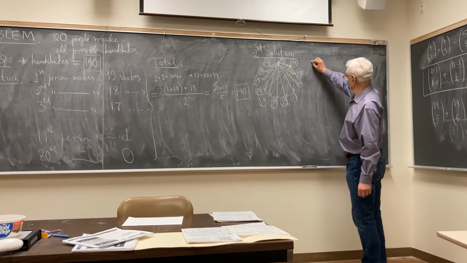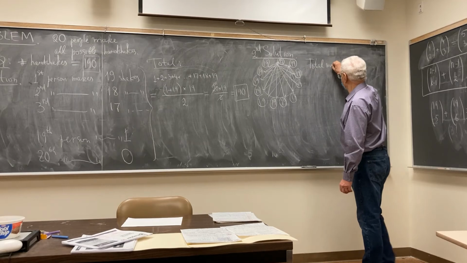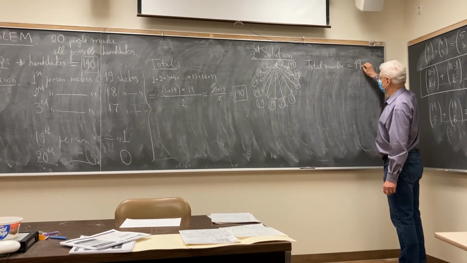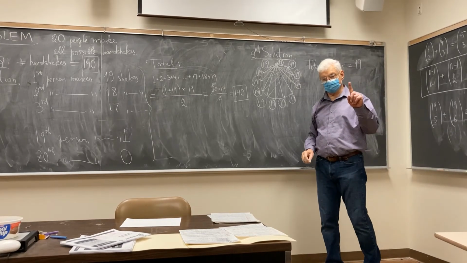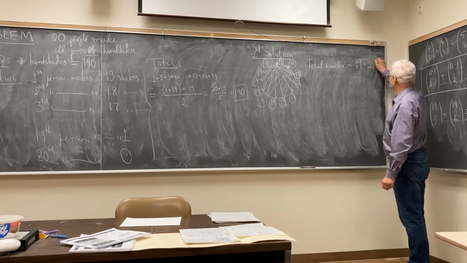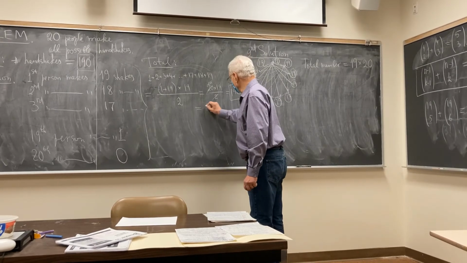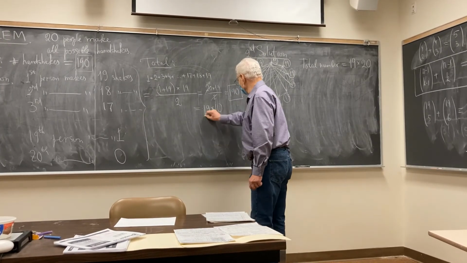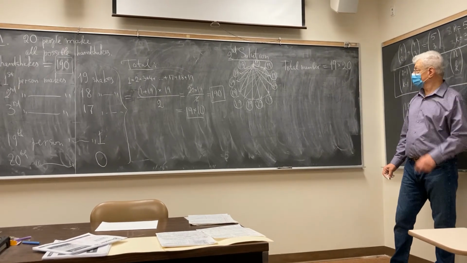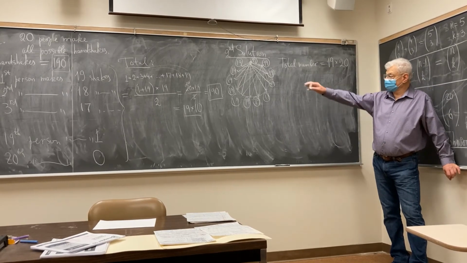So therefore, the total number will be 19. Each one makes 19. How many people? 20. Multiplied by 20. And what do you see? Here we got 19 times 10, and here we got 19 times 20. So twice as big as the previous one. Did we make a mistake? Or maybe the previous answer is incorrect?